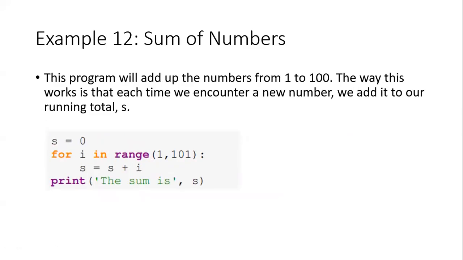Now, what is this program? What will be produced? What is the output? Now, range 1 to 101 means it goes from 1 to 100 because 101 is not included. It goes from 1 to 100.